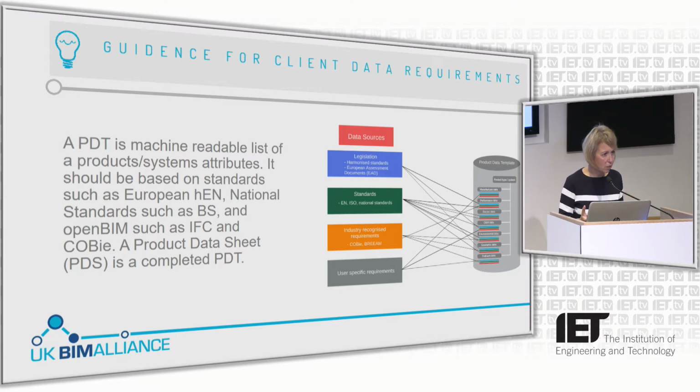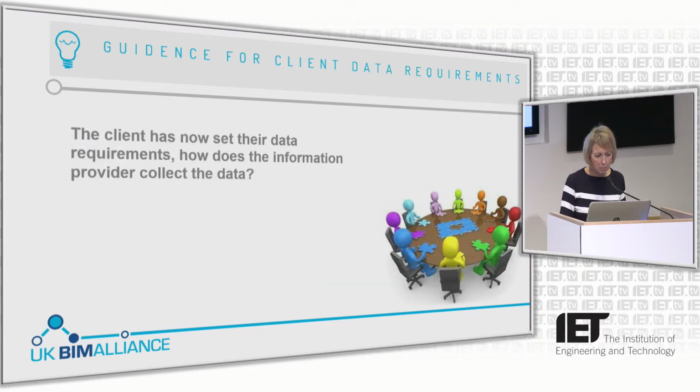If you give design and construction teams COBie and say, go away and populate this and I want these attributes, at some point it's going to flow down the supply chain and somebody's going to think, this is too hard, I can't do this. So we need to think about how we present the collection in a logical way, and product data templates are a way of doing that. So they help the information provider collect the data.